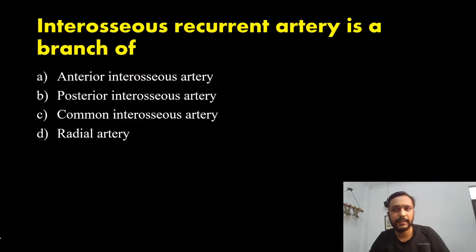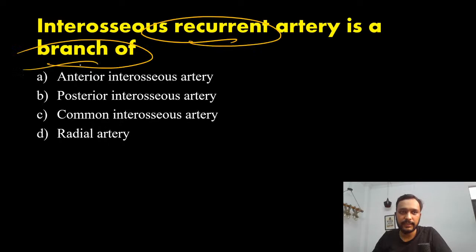So one more interesting question, interosseous recurrent artery. Interosseous recurrent artery is a branch of which artery? Anyone? Interosseous recurrent artery is a branch of anterior interosseous artery, posterior interosseous artery, common interosseous artery, radial artery.